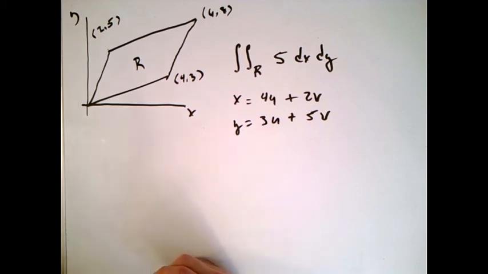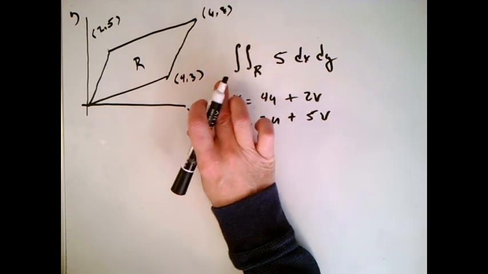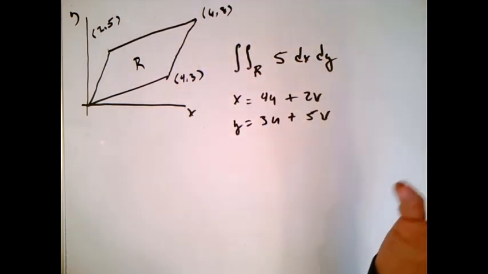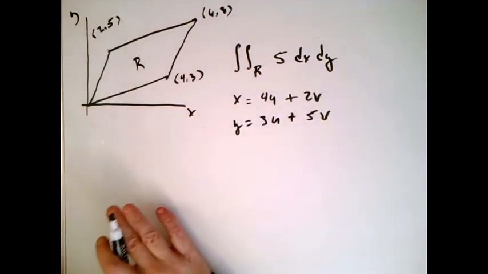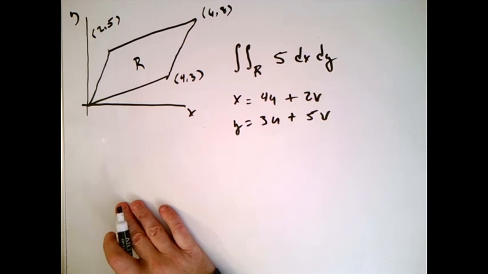Okay, what we're going to do is our first integration by substitution. Let's explain why we want to do this one by substitution. The integral we're looking at is the double integral where the integrand is just 5, that's fine, where the region is this parallelogram.